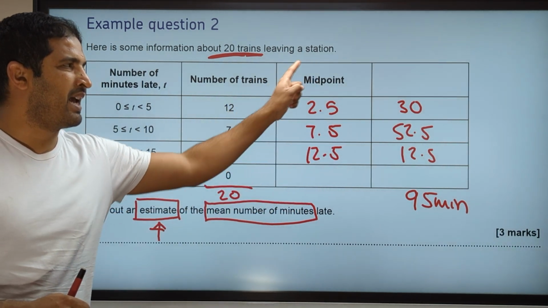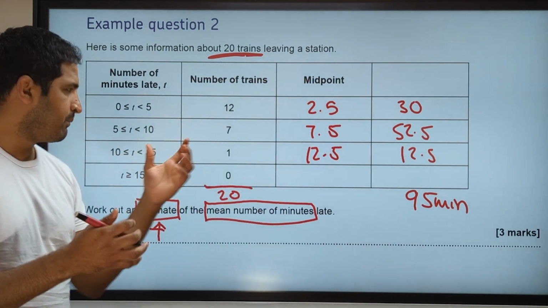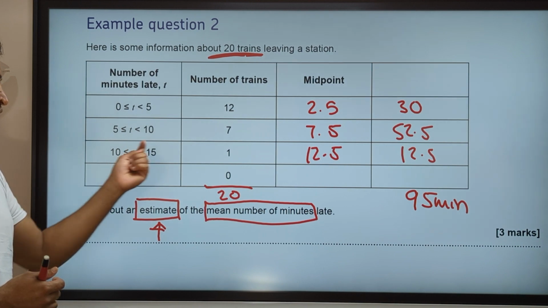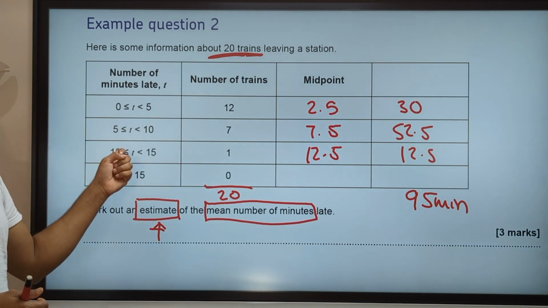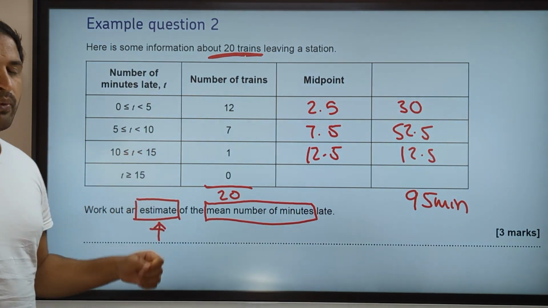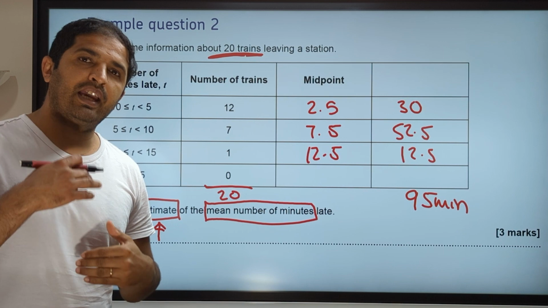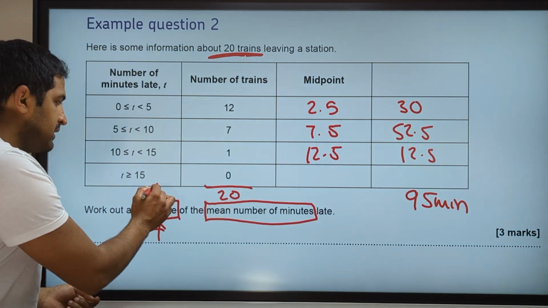Because these times are estimated. We're saying they roughly have to be somewhere in the middle. Now this one train could have been only 11 minutes late, but we're estimating it. We're finding a rough time. It could have been 14 minutes late, but we're estimating it to be 12.5. And that's the exact reason the word estimate is being used.